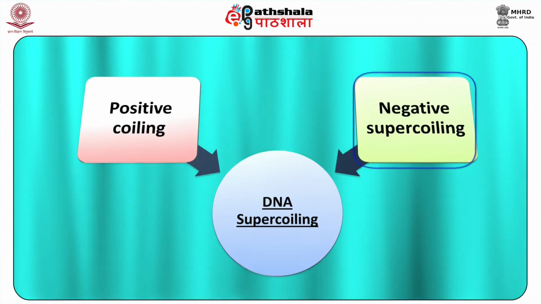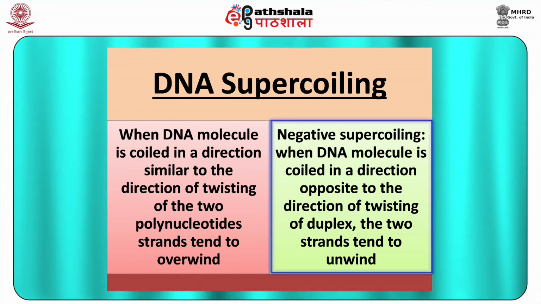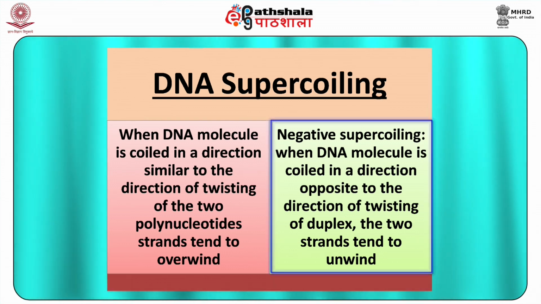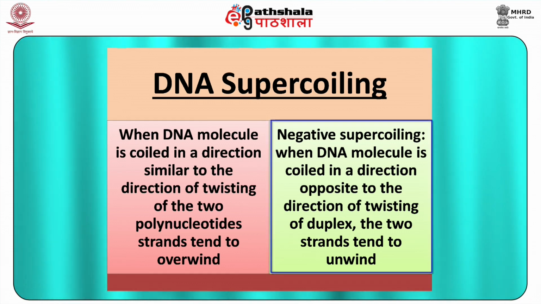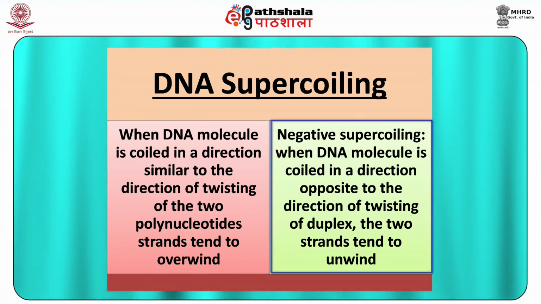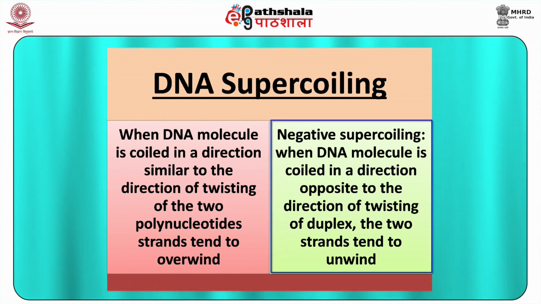Second, negative supercoiling, when the DNA molecule is coiled in a direction opposite to the direction of twisting of the duplex, the two strands tend to unwind. This type of coiling is known as negative supercoiling. It is found in circular DNA present in bacterial viruses and mitochondria.